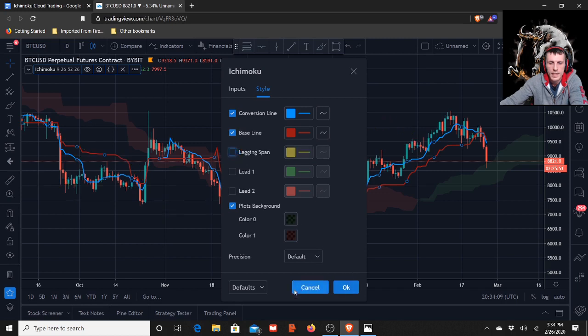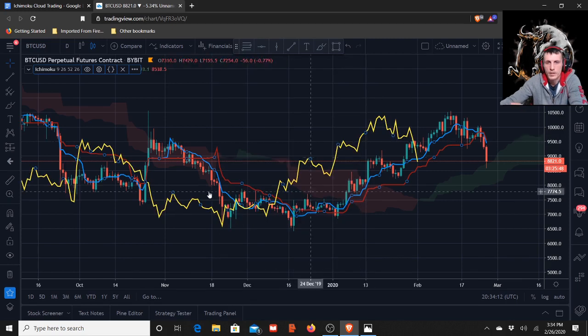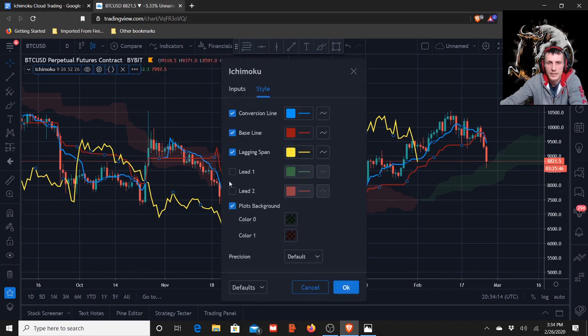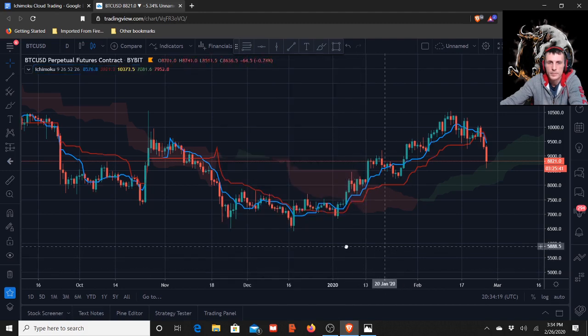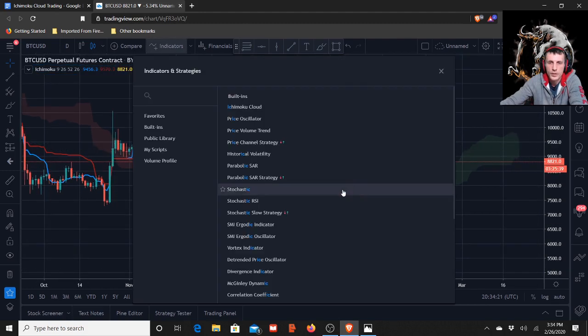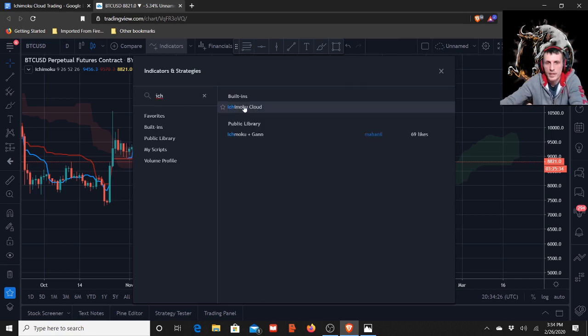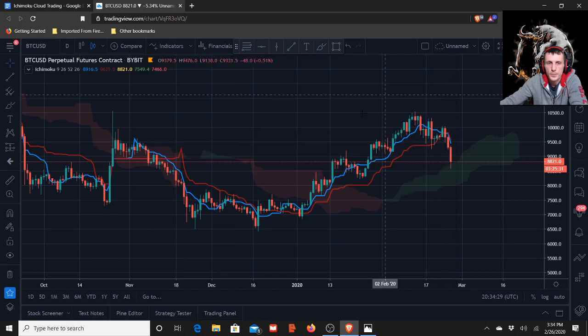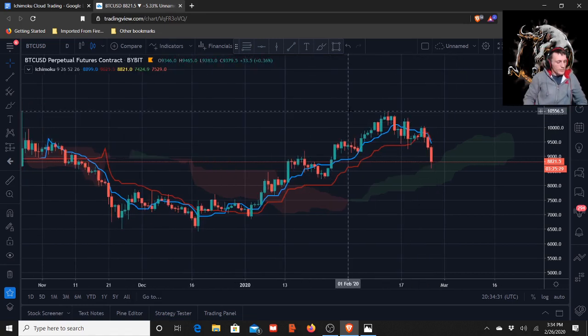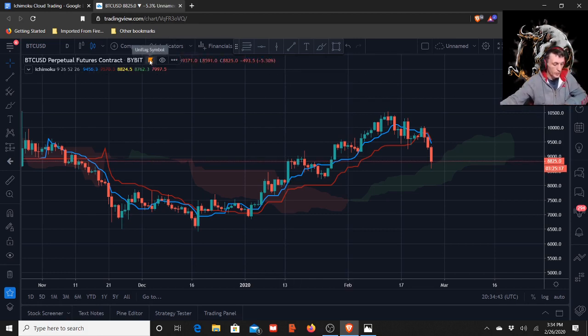And I'm gonna take everything off and we'll just put it on here as I explain what they are, what they do. To get this up on your chart, just go into your indicators, ICH, and it usually pops right up. It's this first one right here. Got some notes here because I do not trade with the cloud that often.